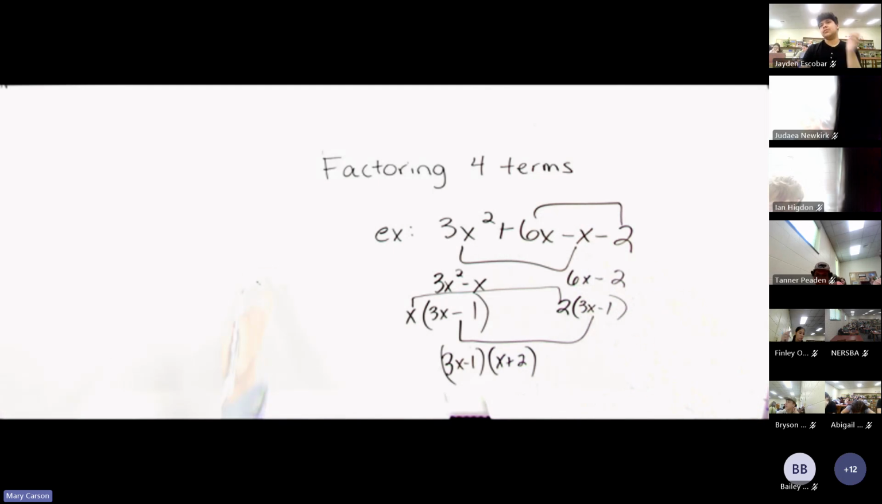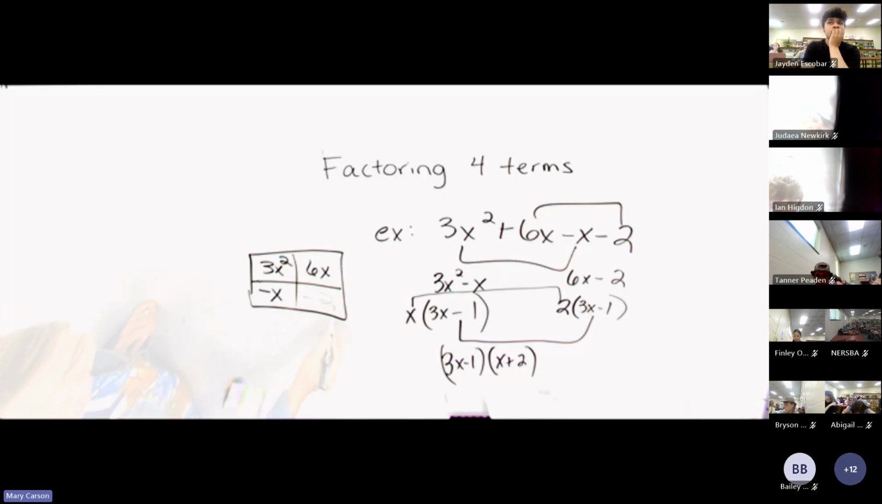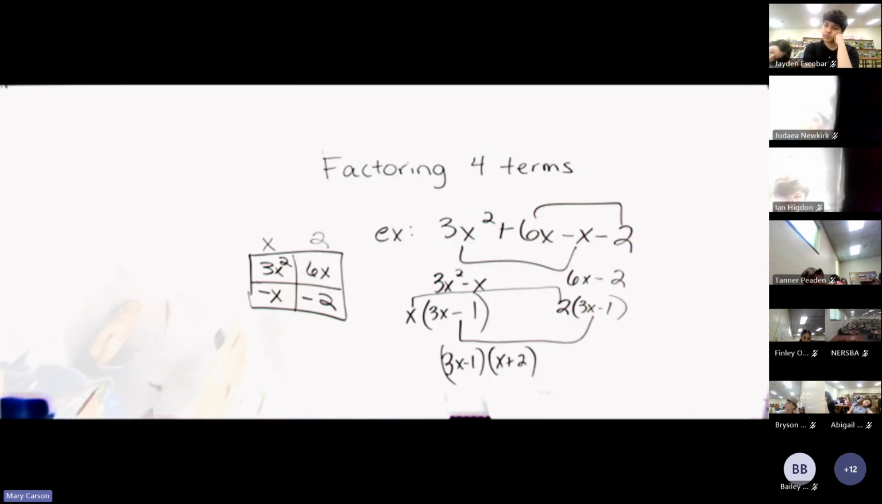All right, if I'm going to put these in the box, we've got 3x squared, 6x, negative x, and a negative 2. I'm going to go up and down first. So what does 3x squared and negative x have in common? They both have an x. What does 6x and negative 2 have in common? They both have a 2. What does 3x squared and 6x have in common? They both have a 3x. And then your negative is going to be down here at the bottom. So a negative 1 is what I pull out. And so again, you get x plus 2 on the top and then 3x minus 1 on the bottom. Same answer. Everybody get this?